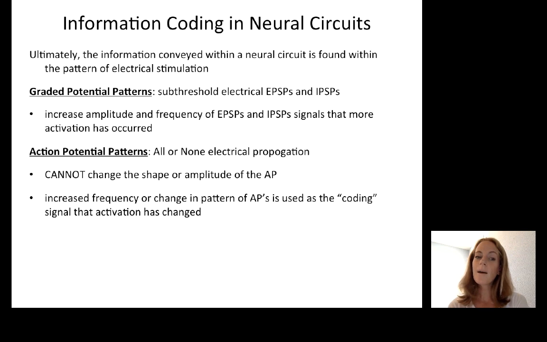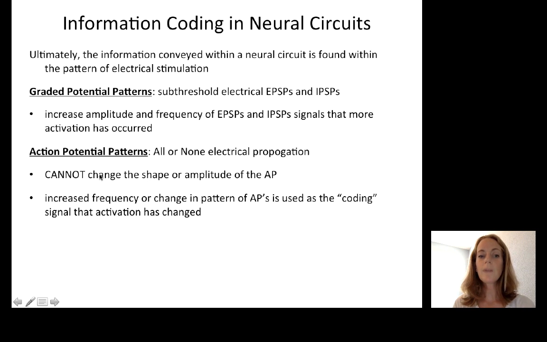So what we're going to talk about in the next lecture is sensory communication and activation of receptors. And activation of sensory receptors can change the amount of graded potential, amplitude, size, or the timing of graded potentials coming in to a cell. If we get enough graded potentials, then they will add up to an action potential. But remember that you cannot change the shape or the amplitude of the action potential. The action potential always looks the same.